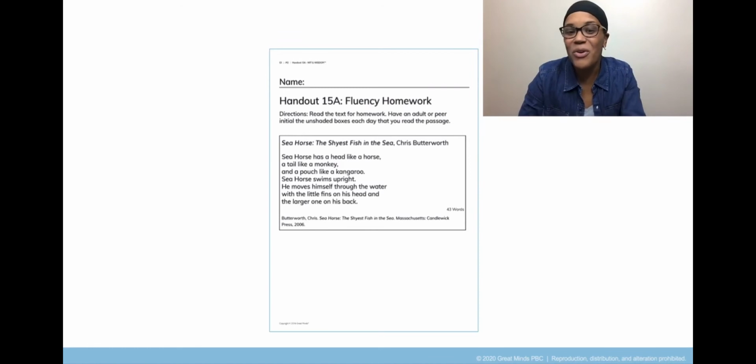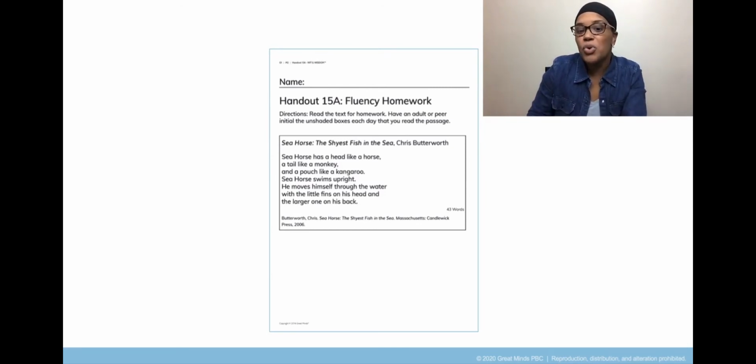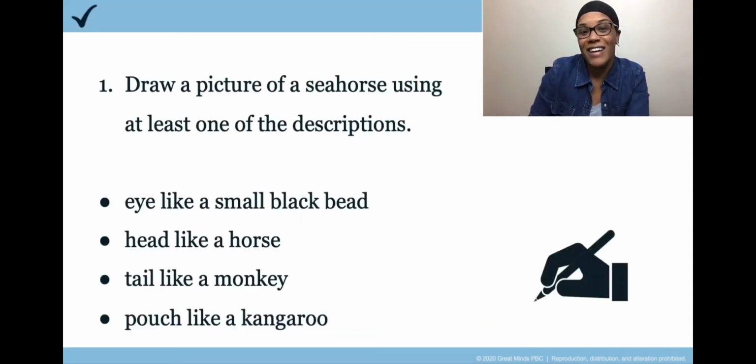Now, I bet you heard the head like a horse, tail like a monkey, pouch like a kangaroo. What did you notice about these descriptions? Meaning, how did they help you imagine what a seahorse looks like? The author makes these comparisons to help us as readers imagine more clearly what the seahorse features look like.